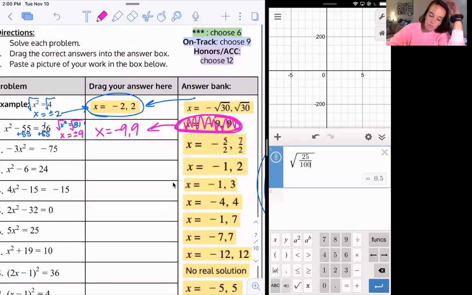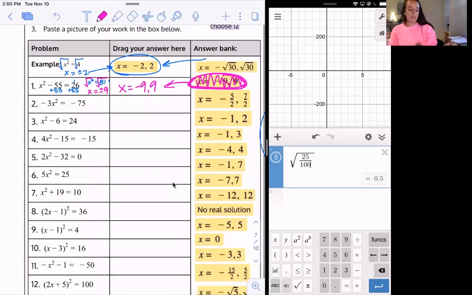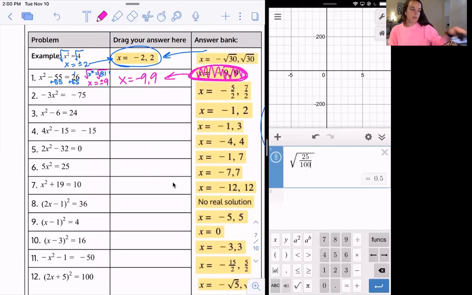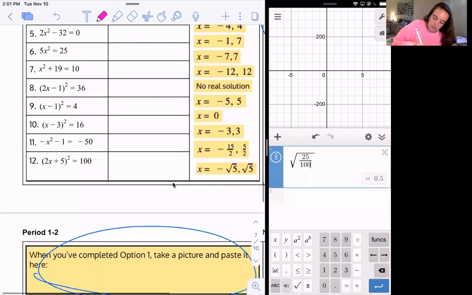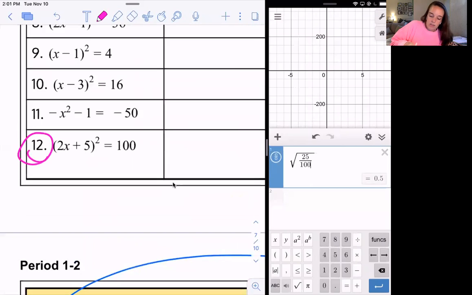Is there any problem number here that looks kind of scary? One that you guys want to do together? Number 12. Cool. Yeah, let's do number 12 together. All right. Thanks for that vote.